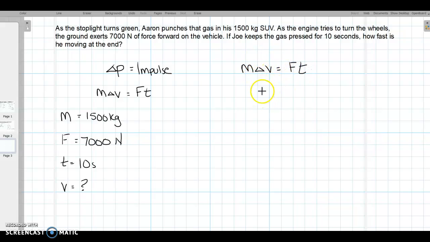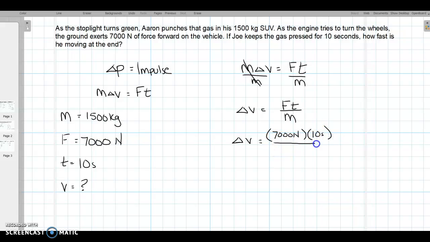How do I get delta v alone? All I have to do is divide out mass. All right, so it's going to cancel out mass on this side. I'm going to be left with mass on the other side. So delta v is equal to my force times time divided by my mass. All right, so delta v is equal to my force, 7,000 newtons, multiplied by the time that the force was being applied, 10 seconds, divided by the mass of my vehicle, or the mass of my object.